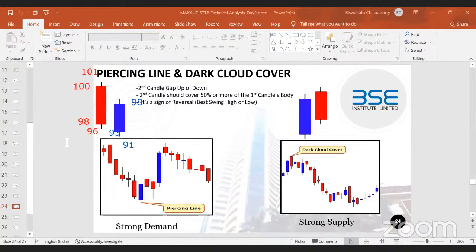So the quite opposite of the piercing line is dark cloud cover. It means the first day is a blue candle. Next day, it opens above the first day's close and already covers 50% of the previous day's candle. It means a strong supply can be seen from this zone. This can be a very classic buyer's trap. The buyers get trapped at the higher prices and the stock price starts declining.